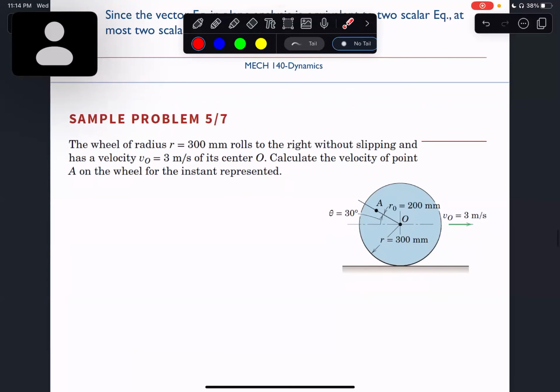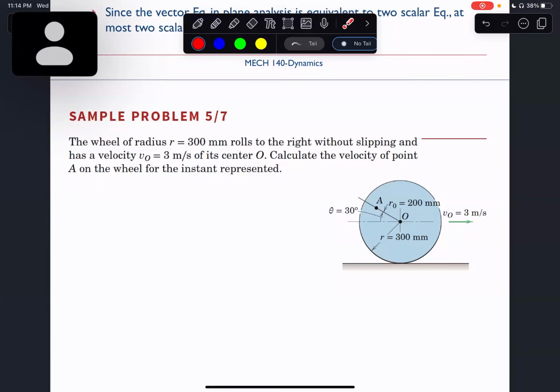Now let's do an example to kind of show what we mean. This is sample problem 5-7 from the 9th edition. There is a wheel of radius r equal to 300 millimeters. That's this, r, it's 0.3 meters. It rolls to the right without slipping. That's important.